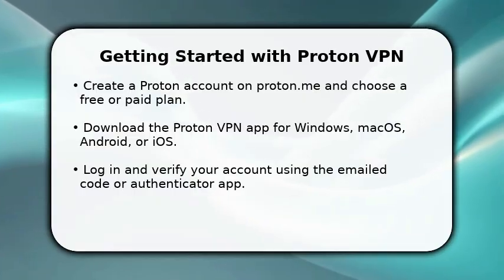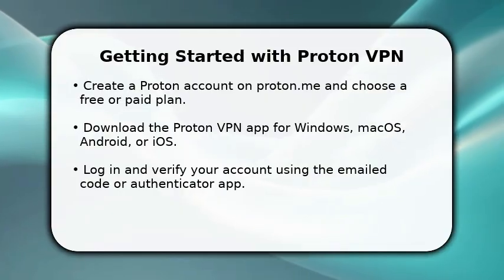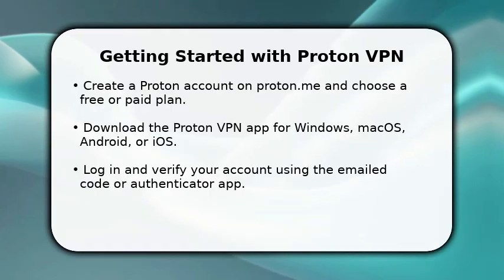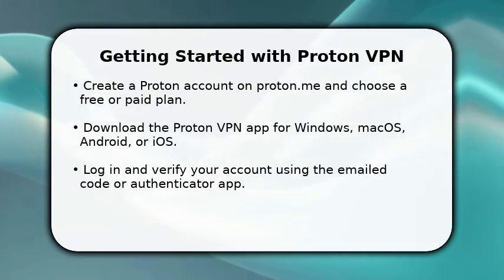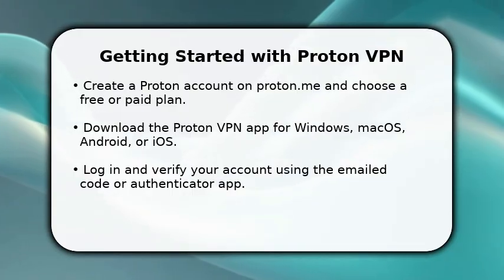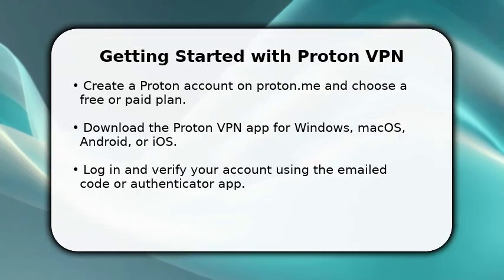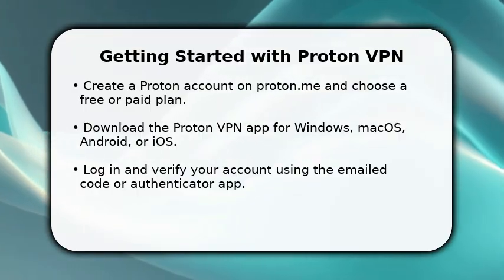Begin by creating a Proton account on Proton.me and choosing a plan. Use the free plan to test basic features or pick a paid plan for faster speeds and extra servers. Next, download the official Proton VPN app for Windows, macOS, Android, or iOS from the company site.